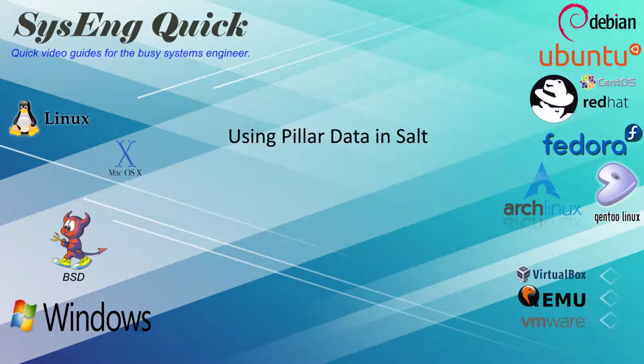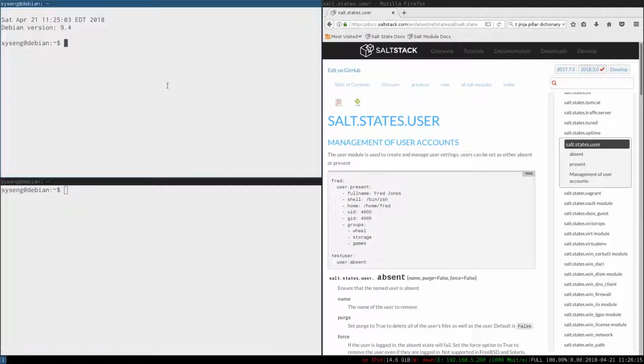To start, you'll need to make the serve pillar directory. Inside here, we need another top file. Just like with the salt top file, this is how we associate which minion gets access to which pillar data. So let's start by setting that up. Inside serve pillar, we'll create the top.sls file.